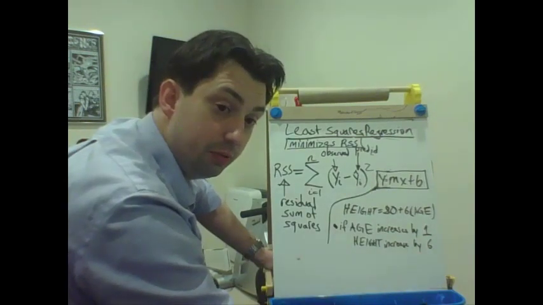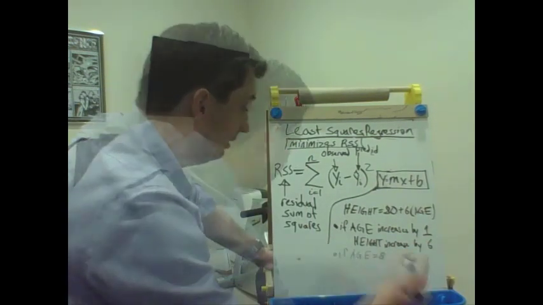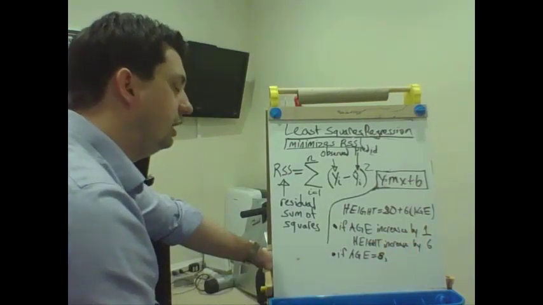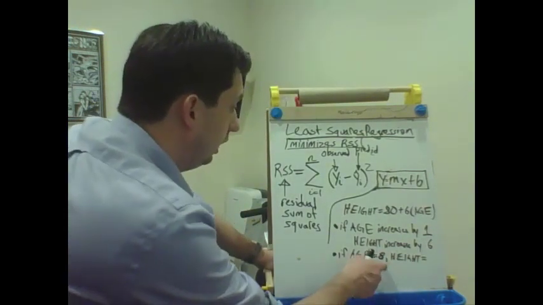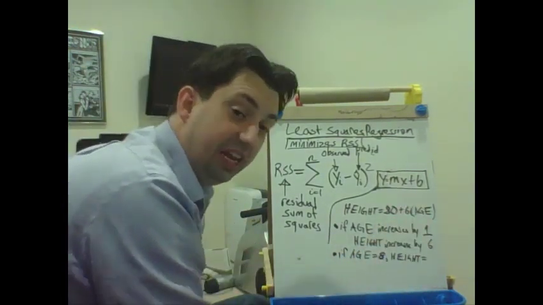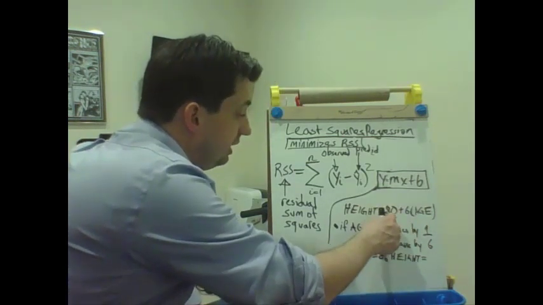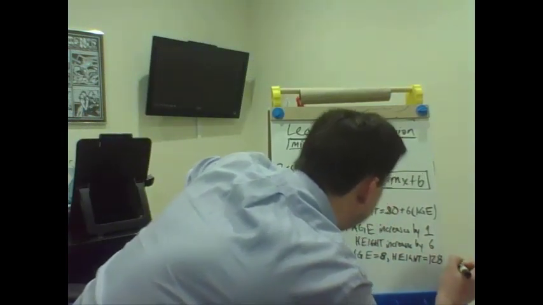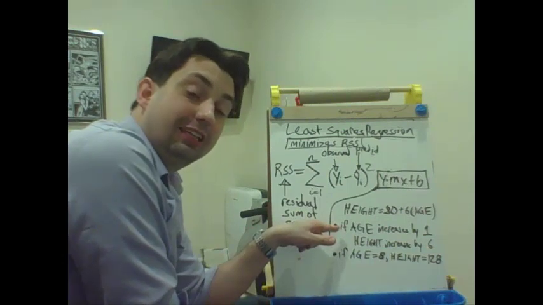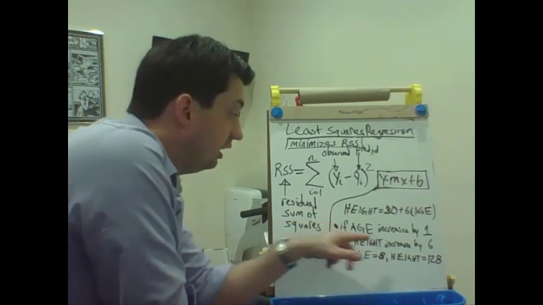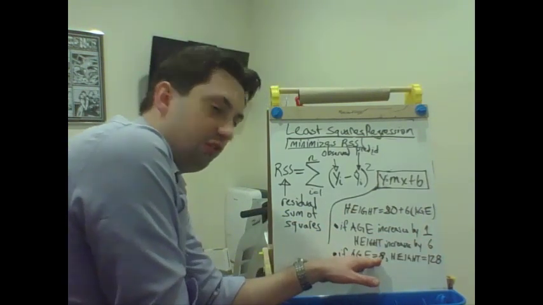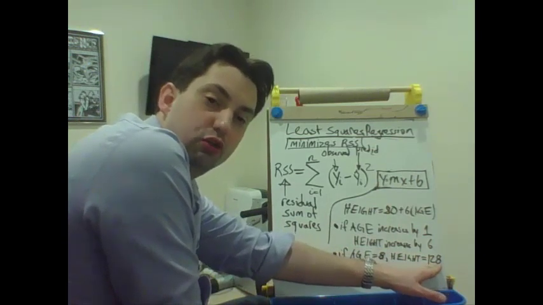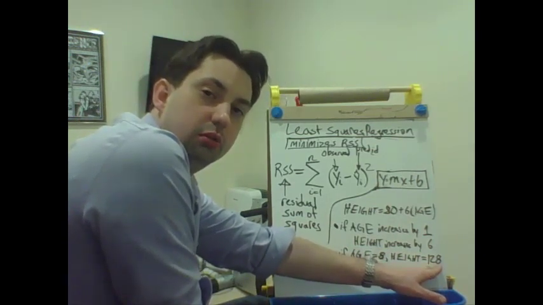If we're trying to get a y-hat, if age equals 8, how tall do you expect someone to be? Well, 8 times 6 is 48. 48 plus 80 is 128. We estimate that for every year this child ages, they get 6 centimeters taller. And if a child is 8 years old, we would expect them to be 128 centimeters tall.